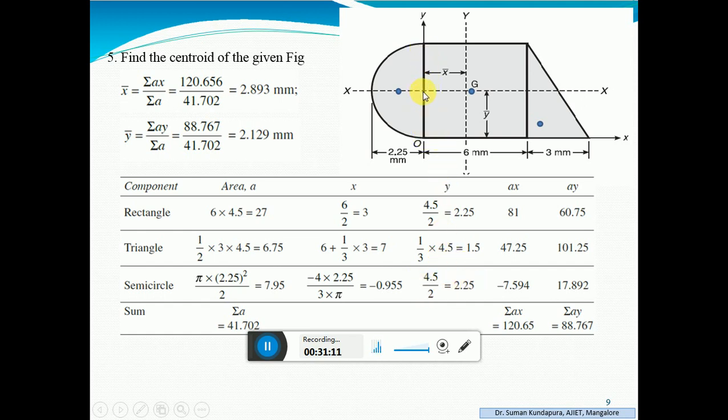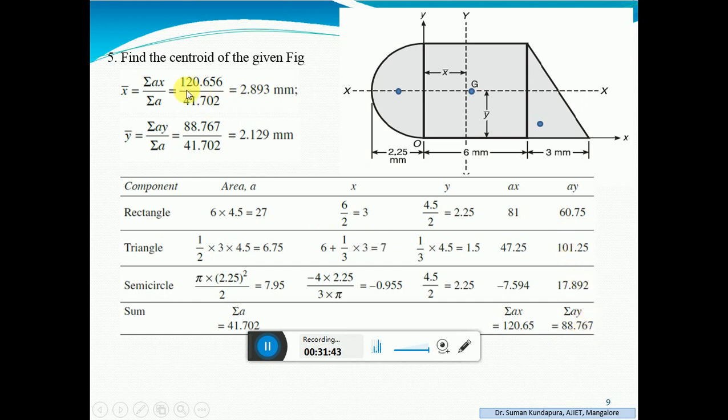Next, we finished y, that is d by 2. Here it is 4.5 divided by 2, that is 2.25. Then a into x, a into y, respective values. When you are summing it up, 81 plus 47.25 minus 7.594. The minus sign will be present here. When you are summing up, just subtract this value and get the net value 120.65. Summing up all the three, you will get 88.765.